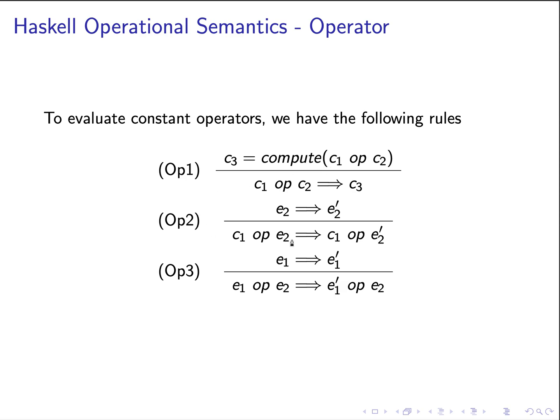In case the first operand is a constant but the second operand is not yet a constant, we then have to reduce the second operand E2 into some E2 prime. The third rule says that if the first operand E1 is not yet a constant, then we apply the deduction rule to reduce E1 to E1 prime.